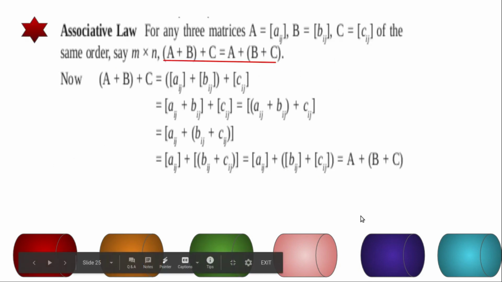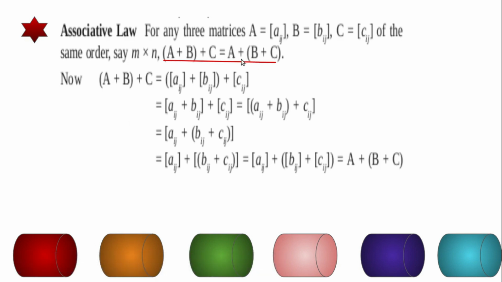Now the second property, associative property or associative law. For any three matrices A, B, C with the same order, we have (A plus B) plus C is equal to A plus (B plus C). Here, on the left, first we have to add A and B. Now in the RHS, first add B and C. Let A equal to matrix Aij, B equal to matrix Bij and C equal to matrix Cij be of the same order m by n.